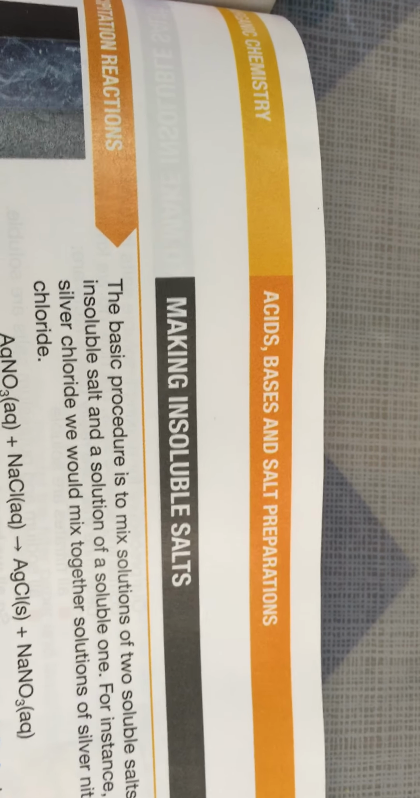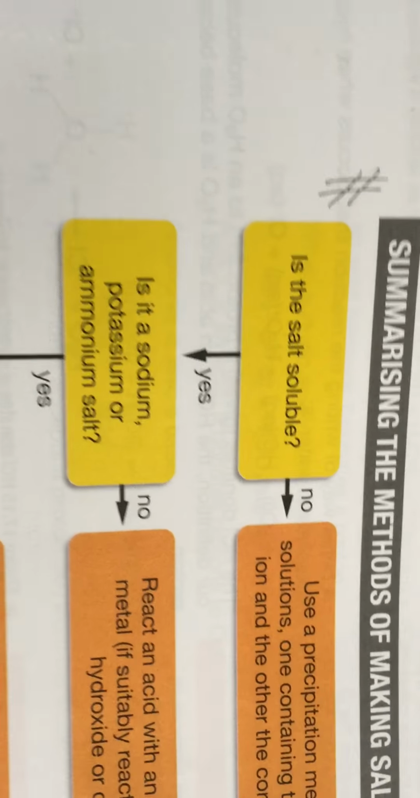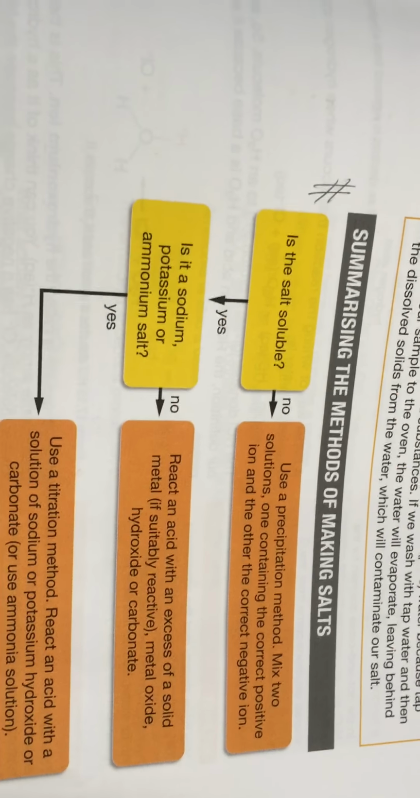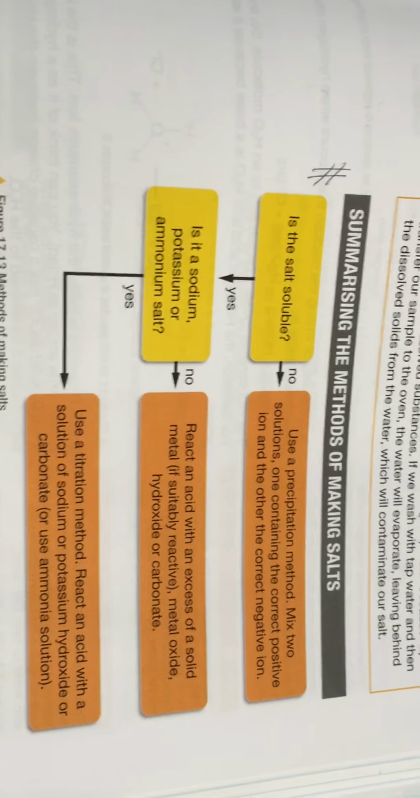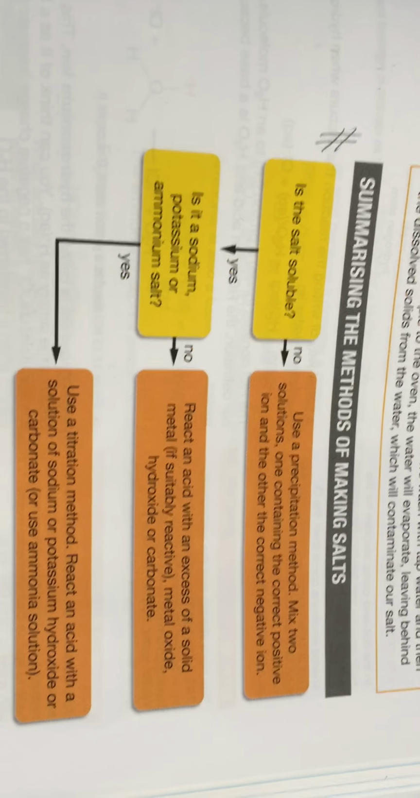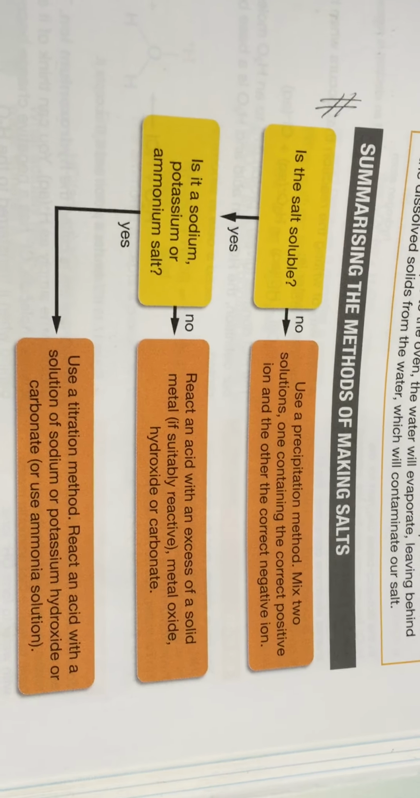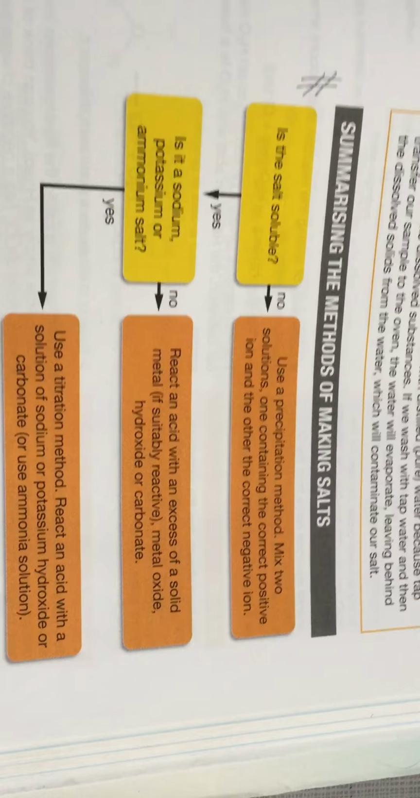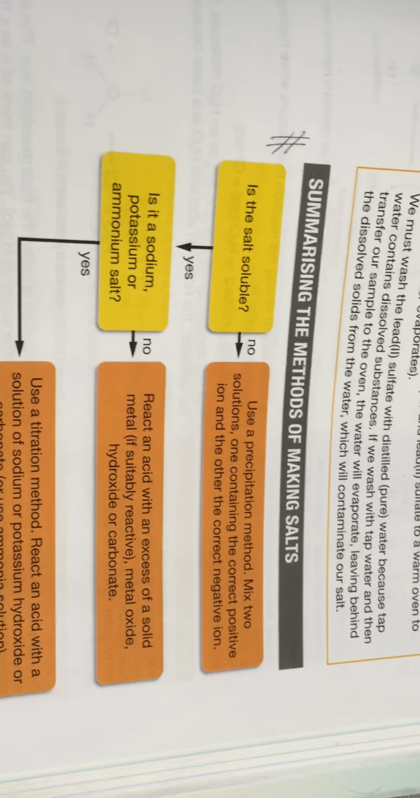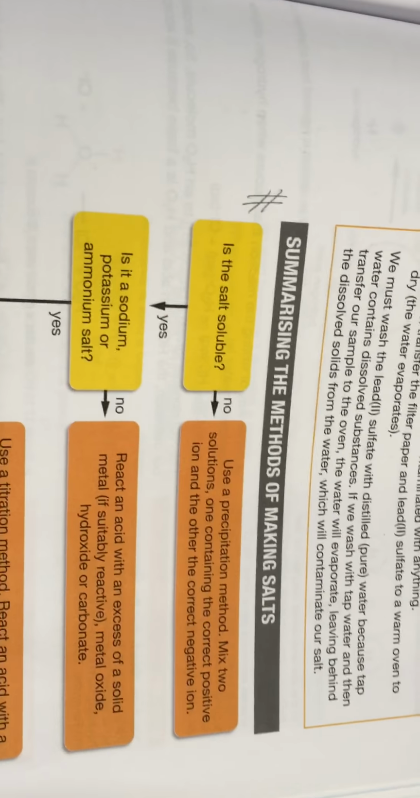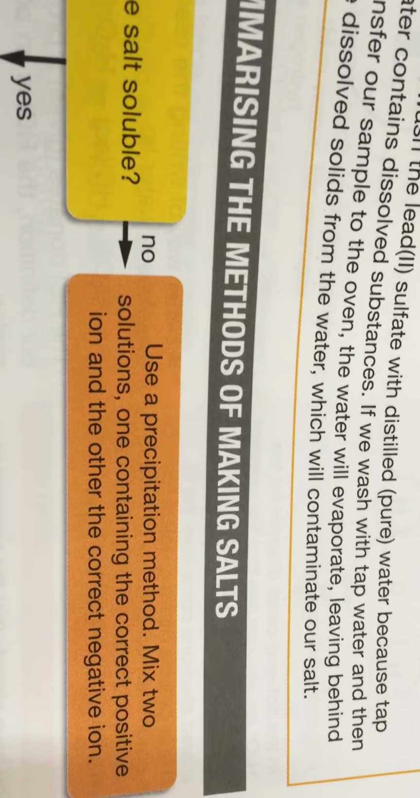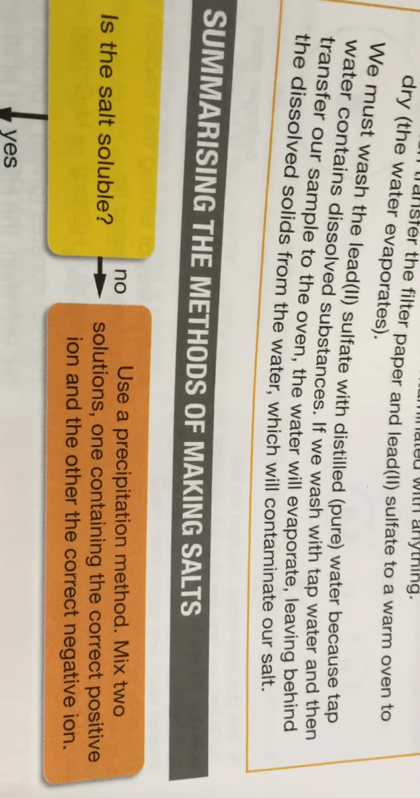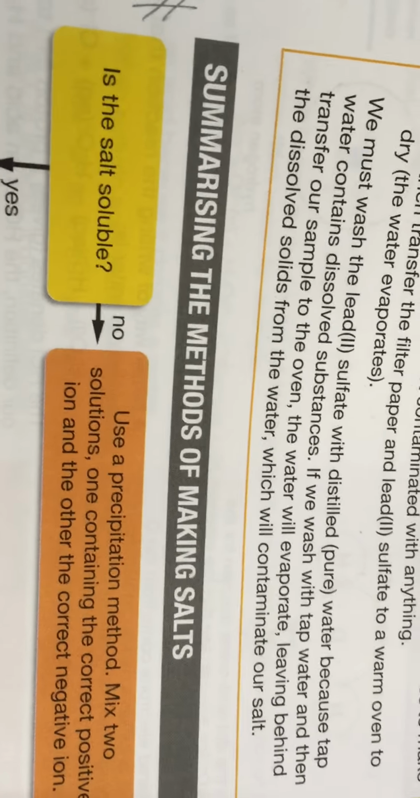I want you to memorize well the summary here. When I ask you to summarize the methods of making salt, you will write this for me. In the beginning, if the salt is not soluble, I use the precipitation method. And don't say precipitation method and stop. You have to say precipitation method by adding two solutions, one containing the positive ion and one containing the negative ion. This is if the salt is insoluble.